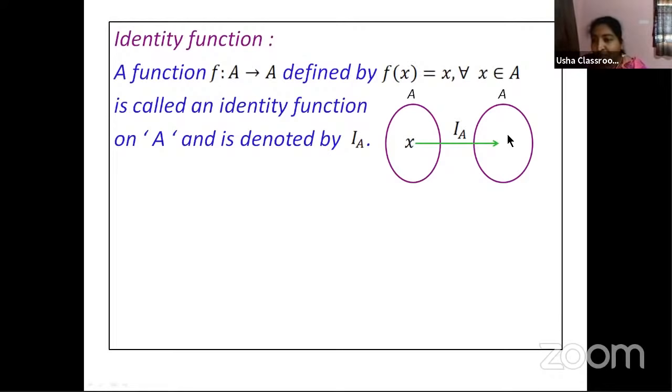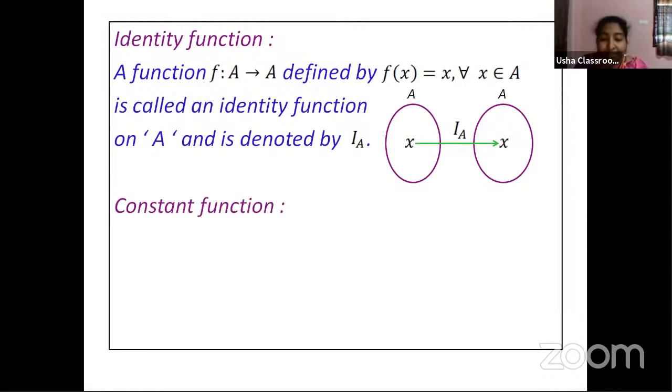If the output or the image that you are getting is again x, then we call it an identity function. Now, generally we will call it I, but here we are calling it IA. The reason is you are defining the function on set A. If you are defining it on set B, then you will call it IB, and so on. Hope the definition is clear.